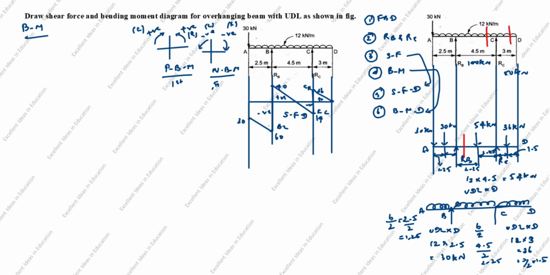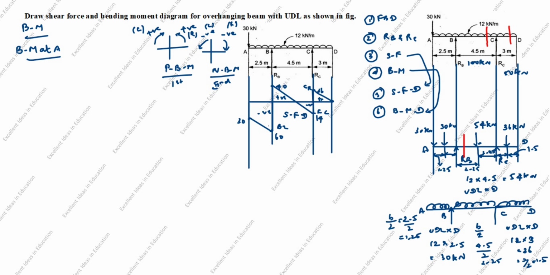Second rule. Bending moment at A. What is bending moment? Algebraic sum of the moment of the forces to the left or right of the section taken about the section. We will calculate left side bending moment and right side bending moment. Both answers should be same.